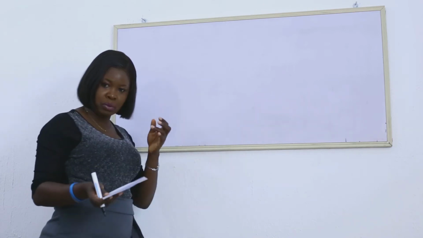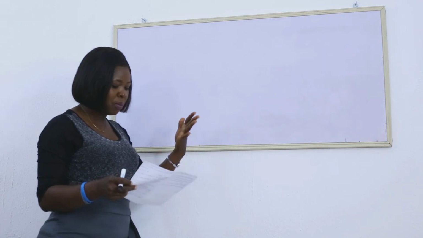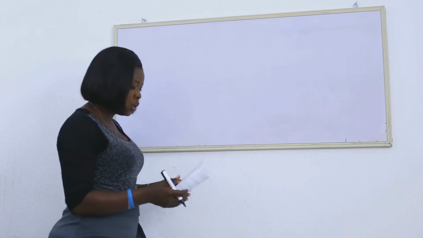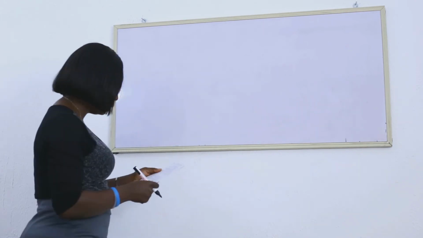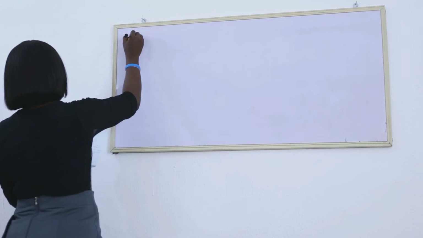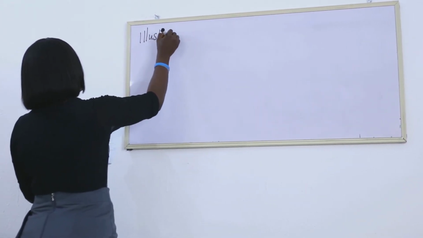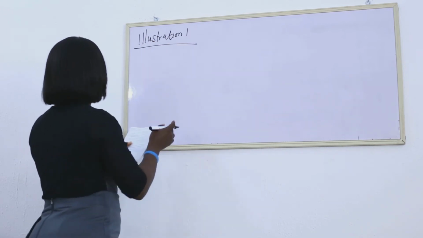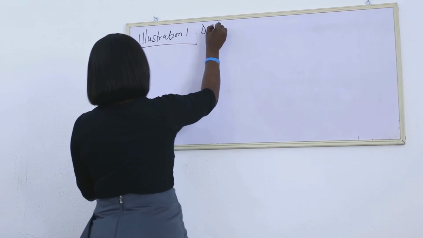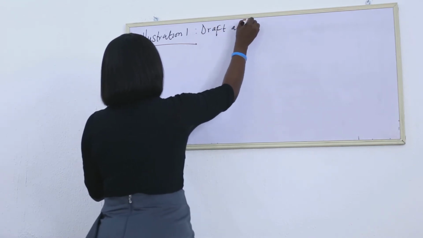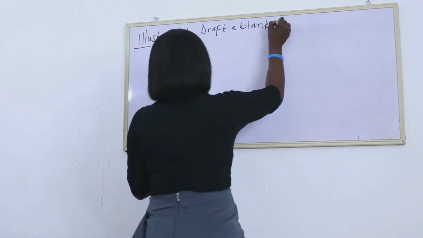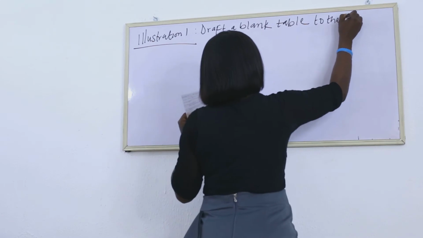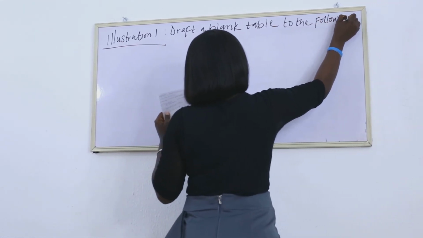Let's take some more examples on how to form tables generally. I'm going to take three more examples and I'm going to be done. So example number 1, or illustration 1 rather. Illustration 1 says, draft a blank table to show the following.